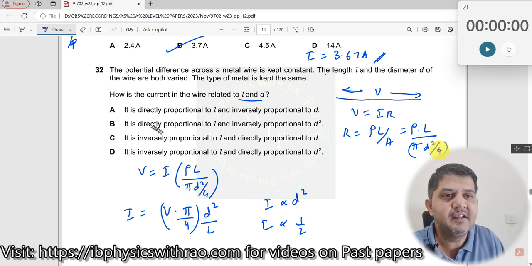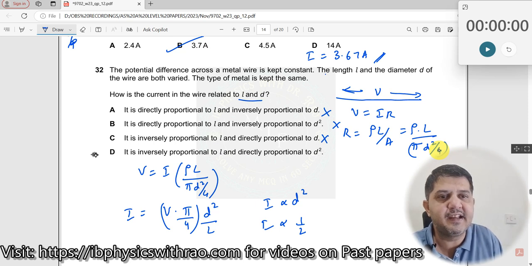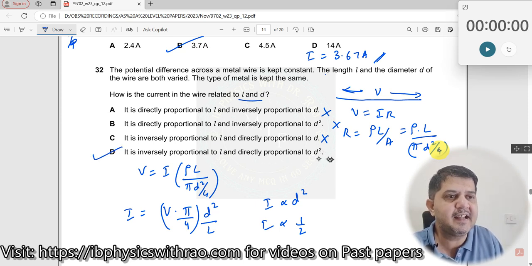So now let us look for this. Current I is directly proportional to L? No. Inversely proportional to L? That's right. But directly proportional to D? This is also incorrect. So D is the right answer. Inversely proportional to L and directly proportional to D square.